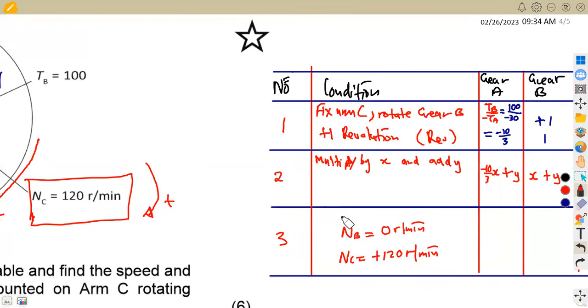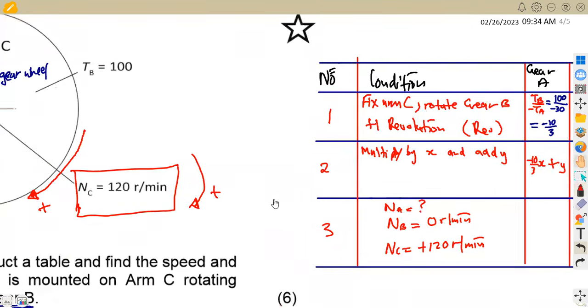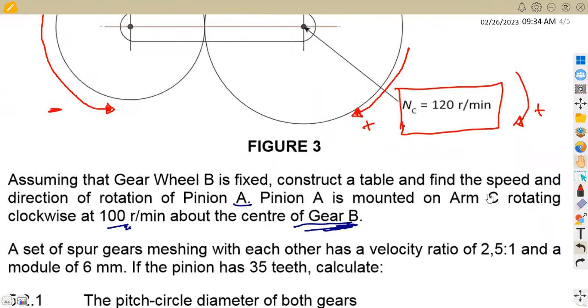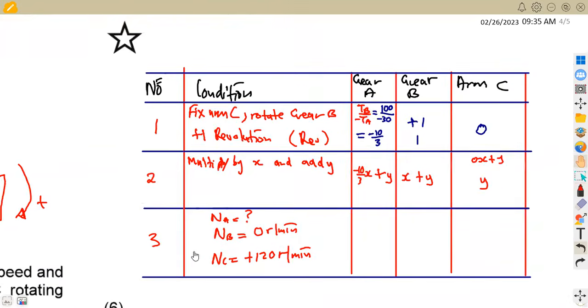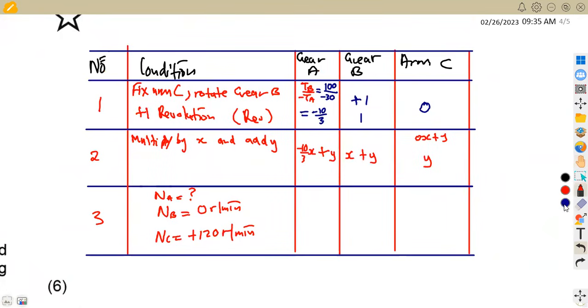What we do not know is the number of revolutions at A. That is the pinion. That is the one that we are asked to calculate, to find the speed and direction of rotation of P on A. So we do not know this one. Let us substitute now into this diagram. This is NA, which is the one we need to calculate. NB, we said NB is 0. So there's a 0 here. NC is equal to plus 120, so that's plus 120 revs per minute. All right, that's what you're going to have.